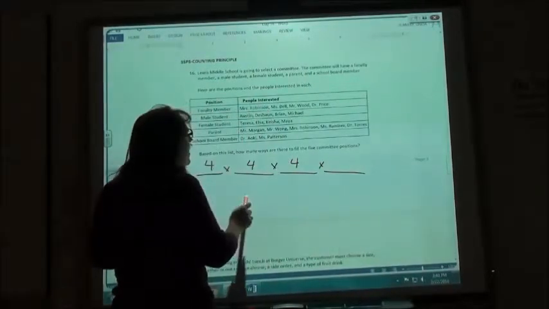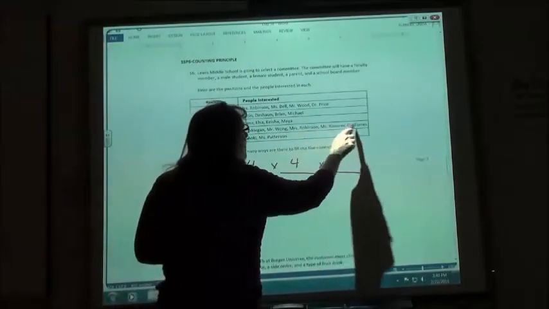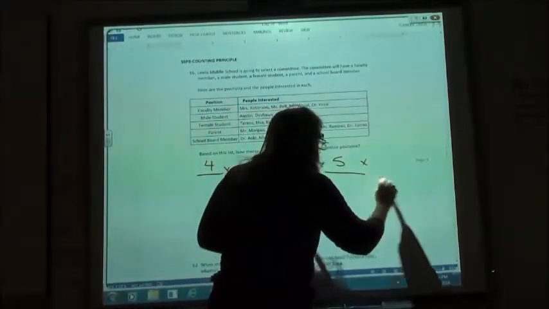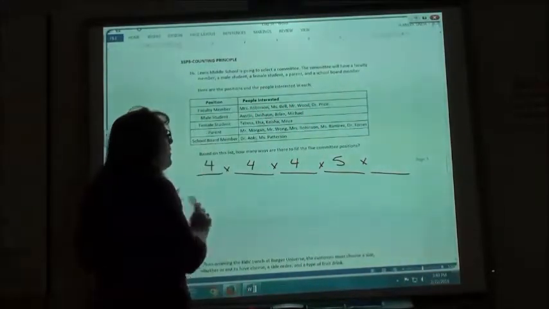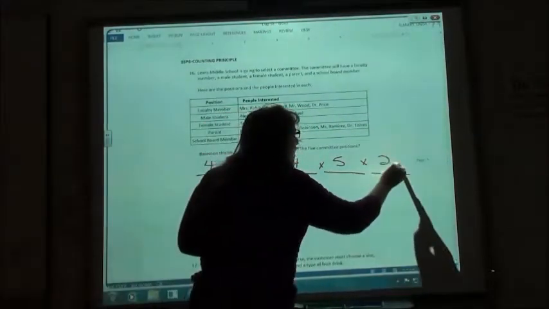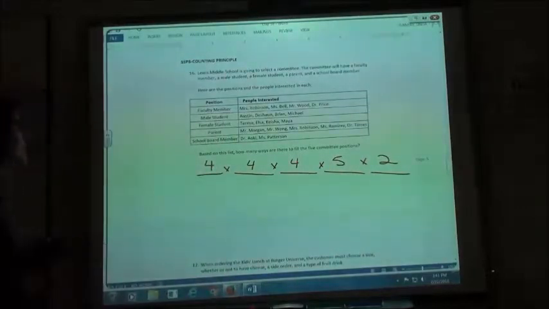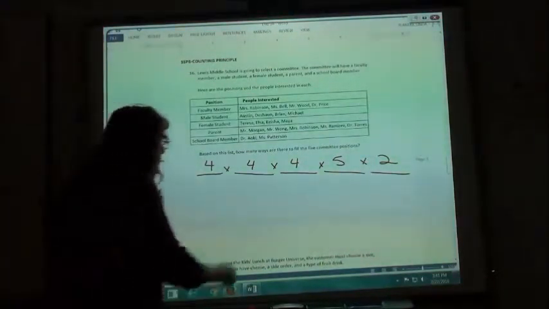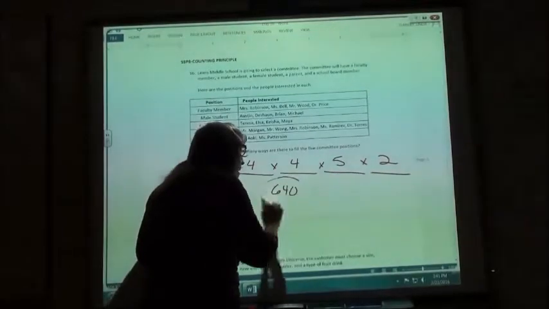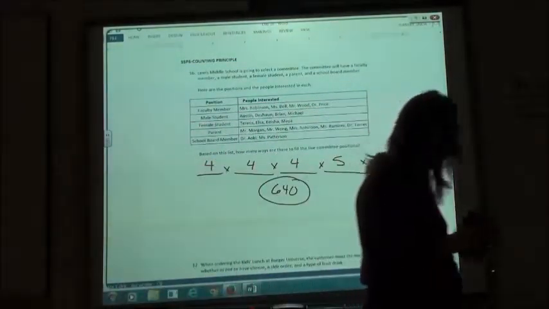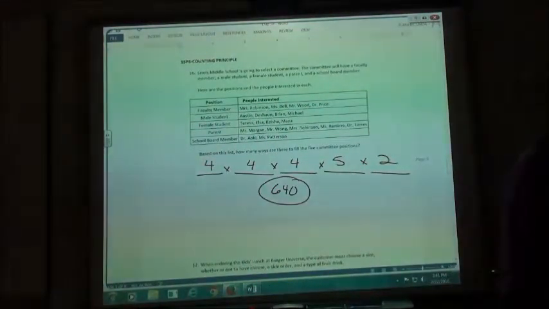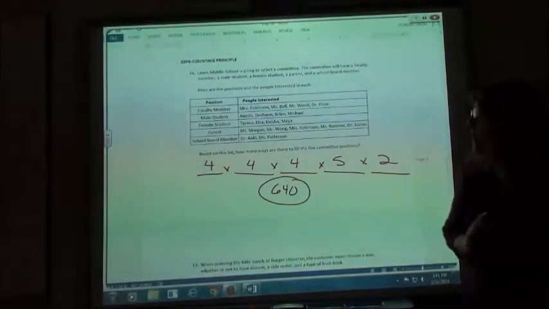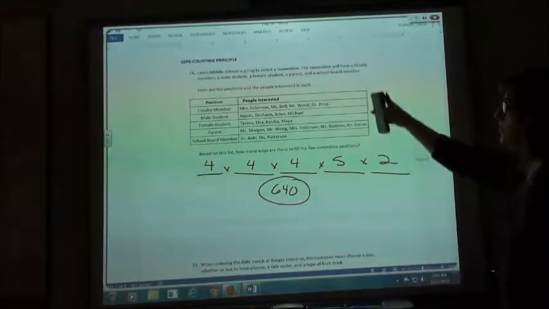I'm going to have a parent. I've got 1, 2, 3, 4, 5 parents to choose from. And I'm going to have a school board member. I only have 2 of those to choose from. So how many different ways can I make my 5-person committee? I'm going to take 4 times 4 times 4 times 5 times 2. I'm going to have 640 possible committees that I could make for my combination of people here.